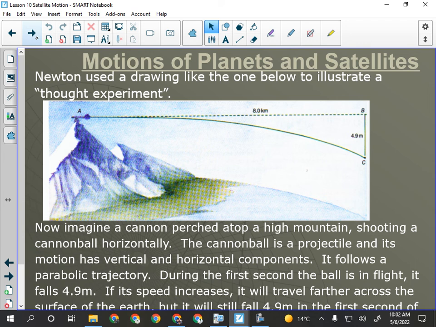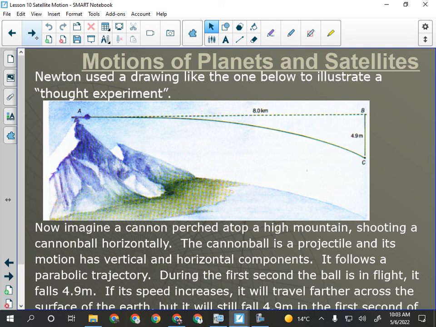So if I'm standing on top of Mount Everest and I carried a big cannon up there, because somebody would do that, I could shoot the cannonball and have it come all the way around the Earth. So don't stay there. But obviously, that's not going to work.